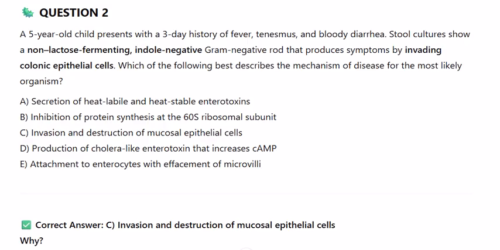A. Secretion of heat-labile and heat-stable enterotoxins. B. Inhibition of protein synthesis at the 60S ribosomal subunit. C. Invasion and destruction of mucosal epithelial cells. D. Production of cholera-like enterotoxin that increases cAMP. E. Attachment to enterocytes with effacement of microvilli. Correct answer: C. Invasion and destruction of mucosal epithelial cells.